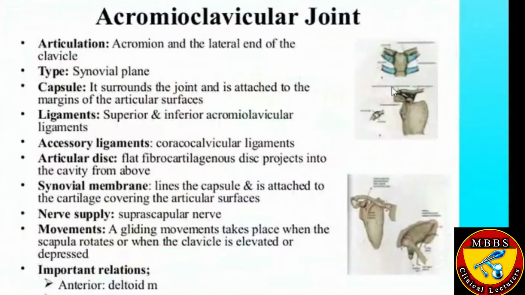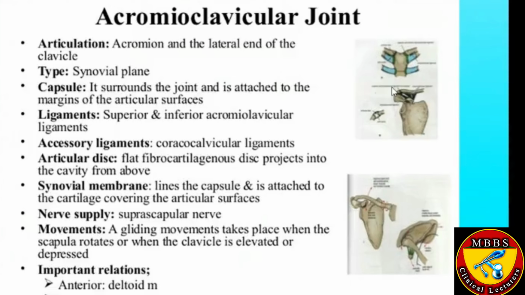So now, coming to the summary of the acromioclavicular joint, we have seen that this is an articulation between the acromion process and the lateral end of the clavicle, and this joint is a synovial type of joint where plane gliding movements are possible. This joint is surrounded by a fibrous capsule, which is attached to the margins of the articular surfaces.